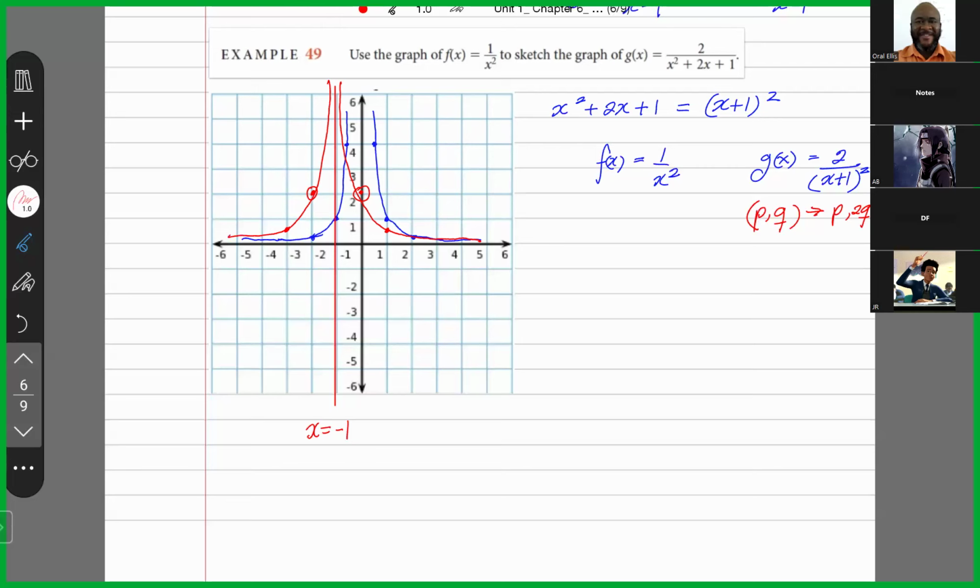Now, the blue graph is f of x equals x squared, and the red graph is g of x equals 2 over (x plus 1) squared, which is the same as saying 2 over x plus 1 all squared.